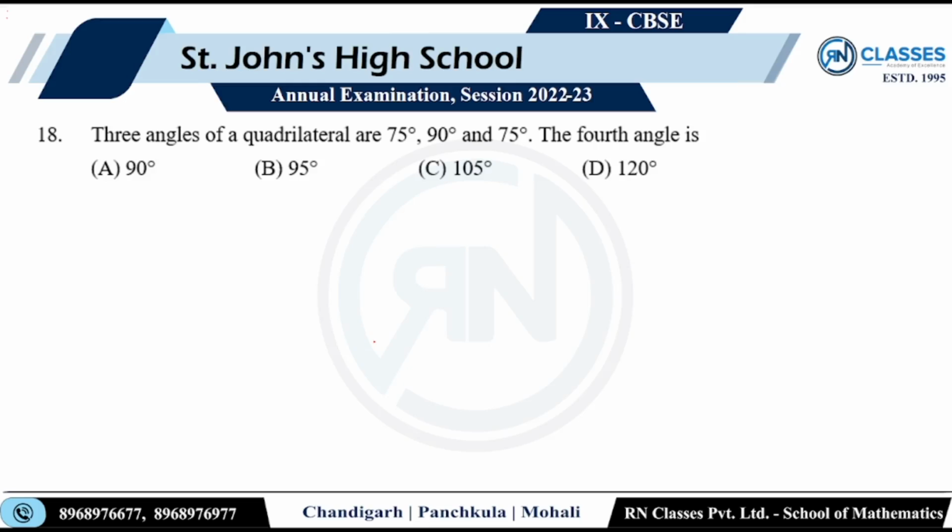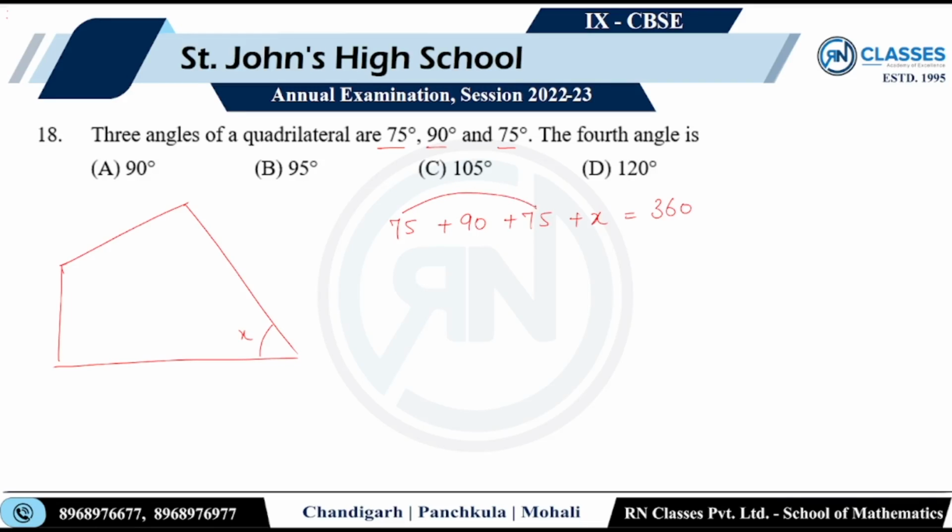Next, three angles of a quadrilateral are 75, 90, 75. Then the fourth angle is, it is a quadrilateral, guys. Here आपके पास quadrilateral, right? So three angles की उसने बात करी. The fourth angle I can take it as x. So 75 plus 90 plus 75 plus x. Angle sum property लगाई, it should be 360. So 75, 75, 150 plus 90, that is 240 plus x is equal to 360. So x की वैल्यू कितनी आ गई? 120 degrees. That's it. D part is the right choice.